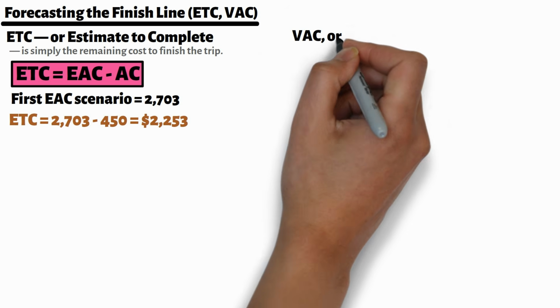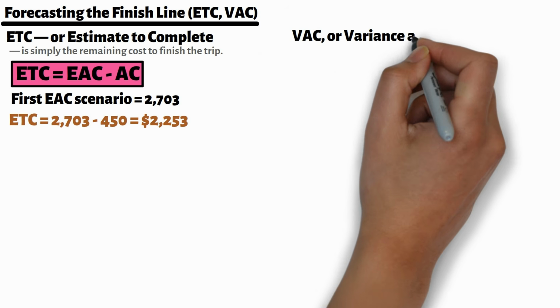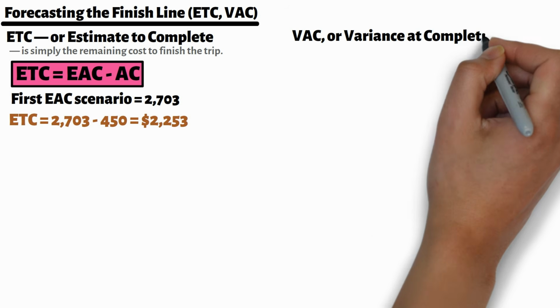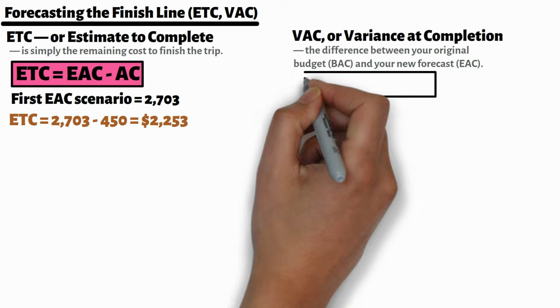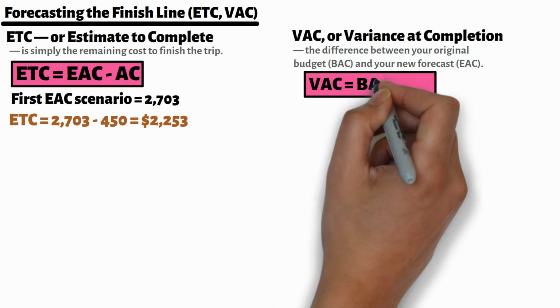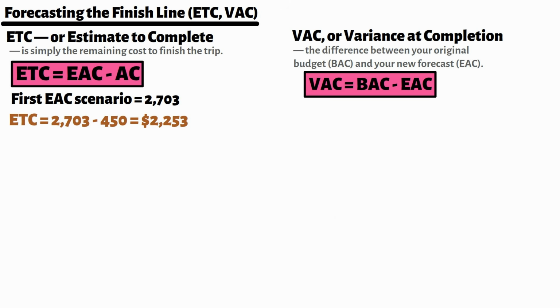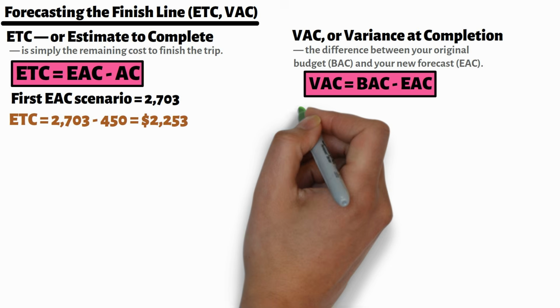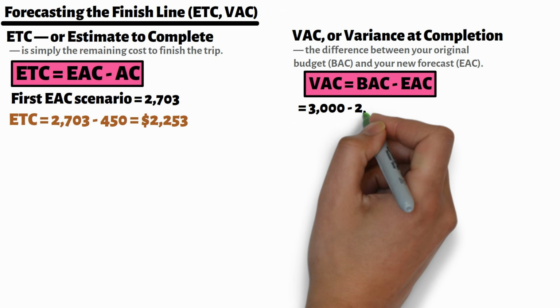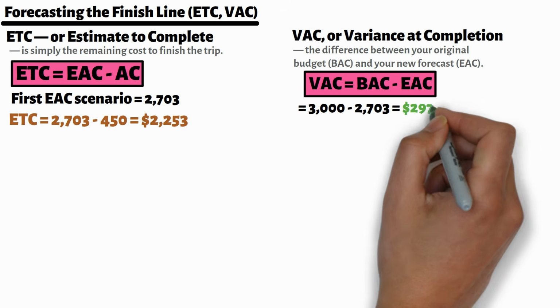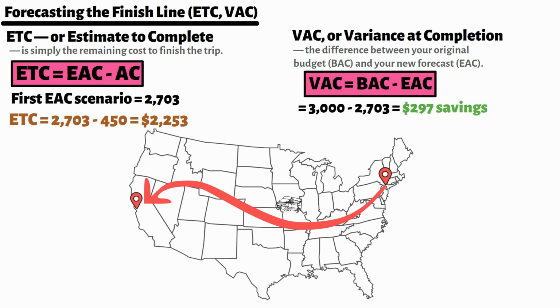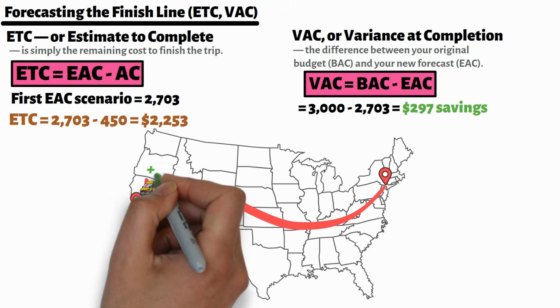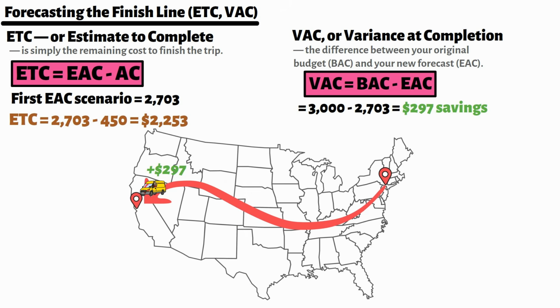And finally, VAC, or variance at completion, is the difference between your original budget, BAC, and your new forecast, EAC. So VAC equals BAC minus EAC, which is 3,000 minus 2,703. The result is $297 savings. So, if you keep performing at this pace, you'll finish the trip with $297 left in your wallet.